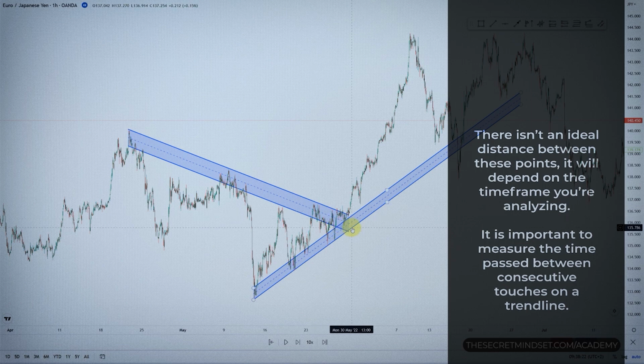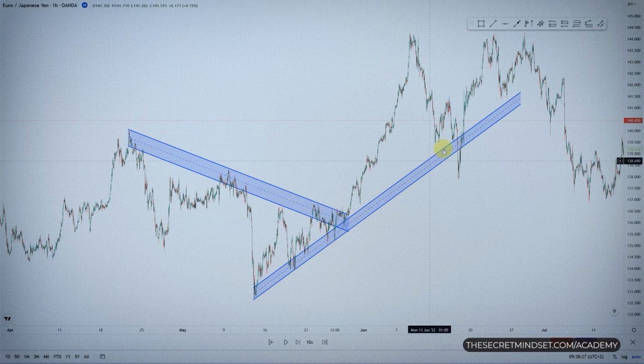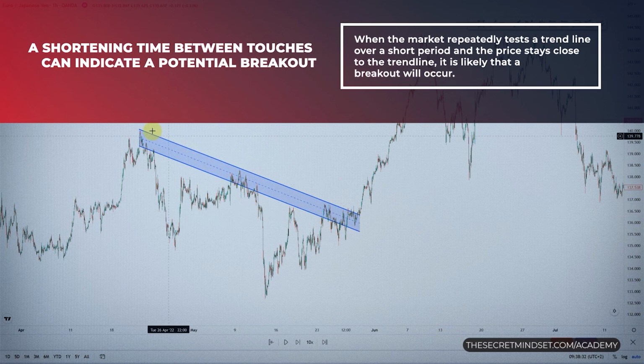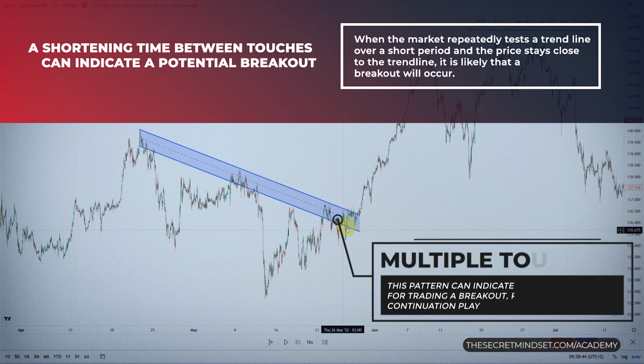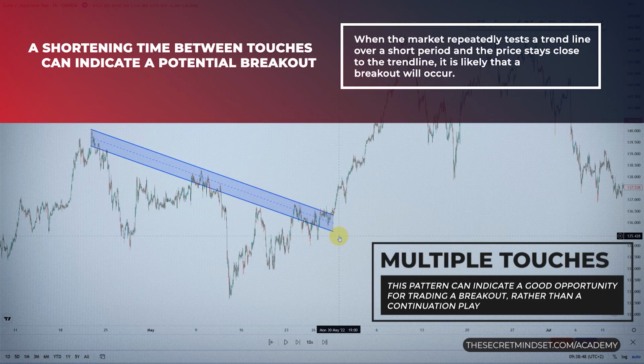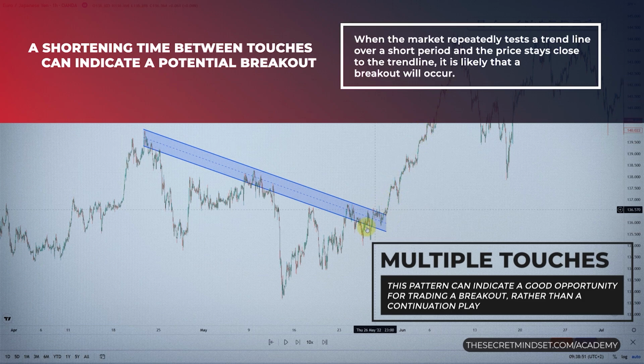It's important to measure the time passed between consecutive touches of a trend line. Here's an important tip. A shortening time between touches can indicate a potential breakout. When the market repeatedly tests a trend line over a short period and the price stays close to the trend line, it is likely that a breakout will occur and the trend may be reversing. Though this is not always the case, this pattern can indicate a good opportunity for trading a breakout rather than a continuation play.